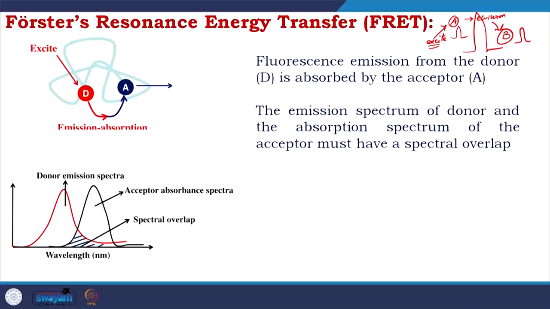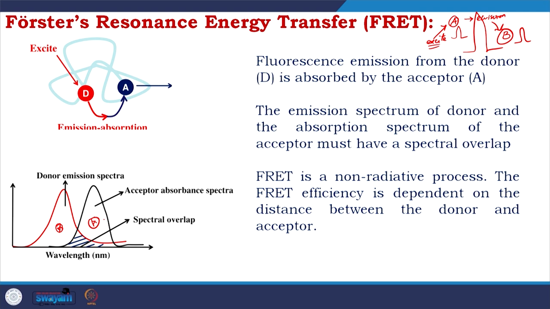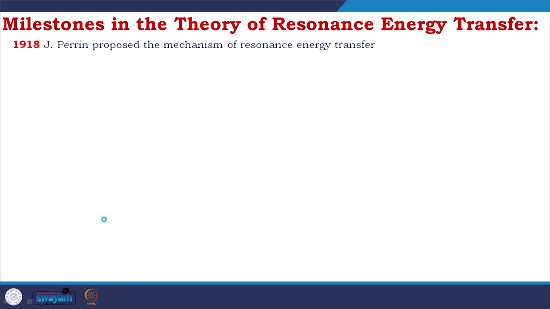So, this is the donor molecule, this one, this is the acceptor molecule, they are overlapping. The emission spectra of the donor is overlapping with the absorption spectra or excitation spectra of the acceptor. FRET is a non-radiative process. The FRET efficiency is dependent on the distance between the donor and acceptor. FRET is a very interesting concept, and a lot of background research has developed.